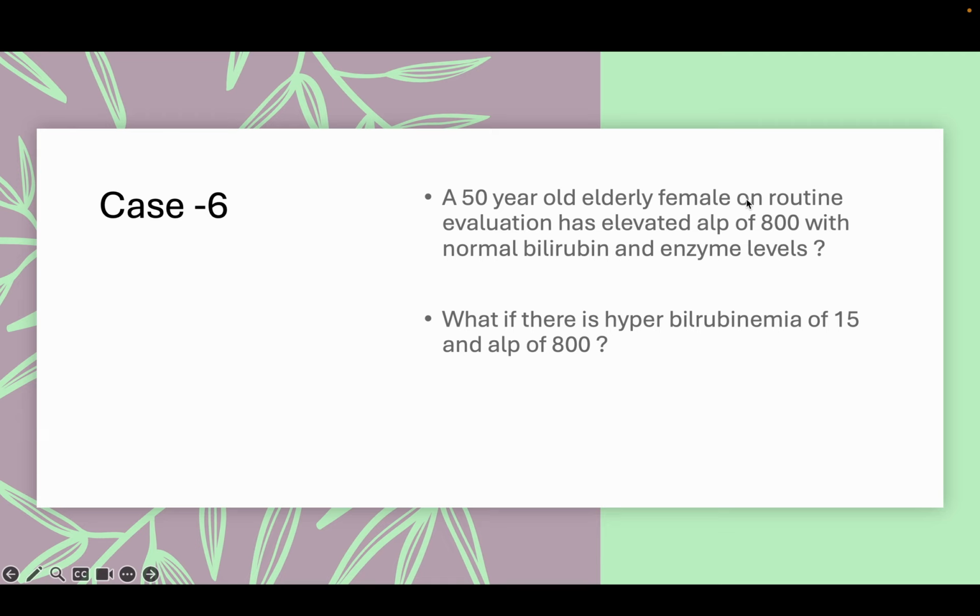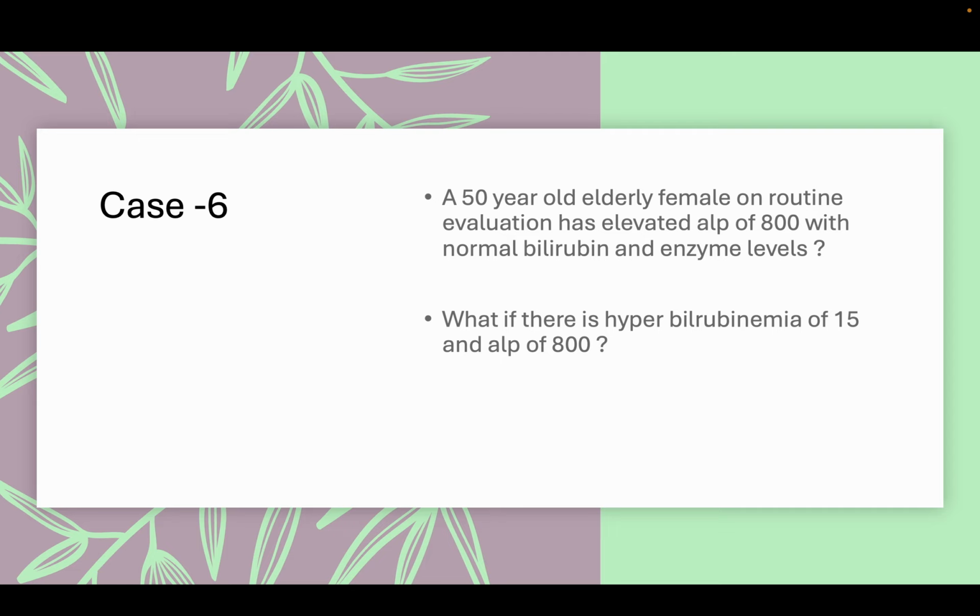Always get a skeletal survey: X-ray skull, X-ray spine, and also X-ray hip and pelvis to look for any lytic lesions. Paget's disease is also a possibility. Paget's can cause ALP elevation, bone mets can cause it, even vitamin D deficiency can cause it, and even parathyroid tumors can cause it. So they all can cause ALP elevation in that patient.